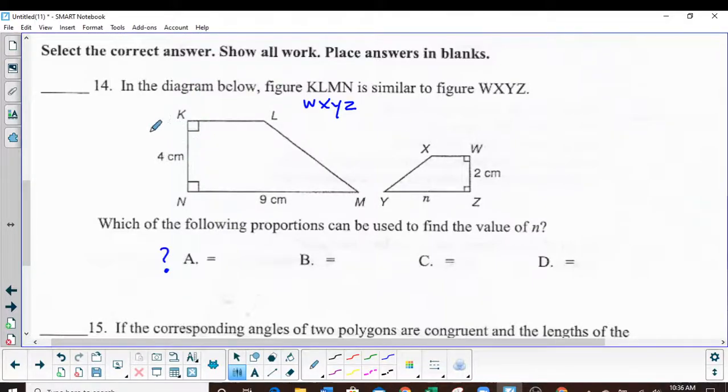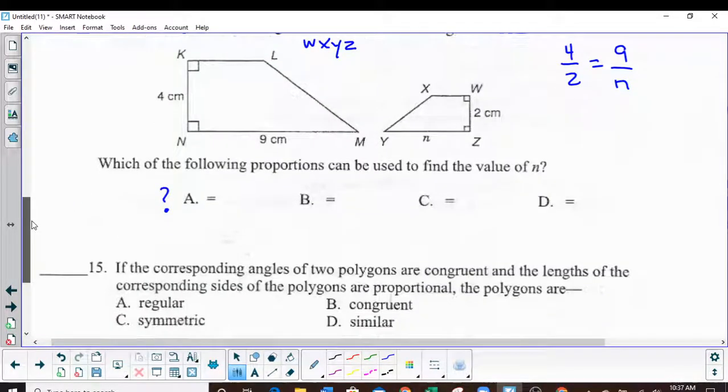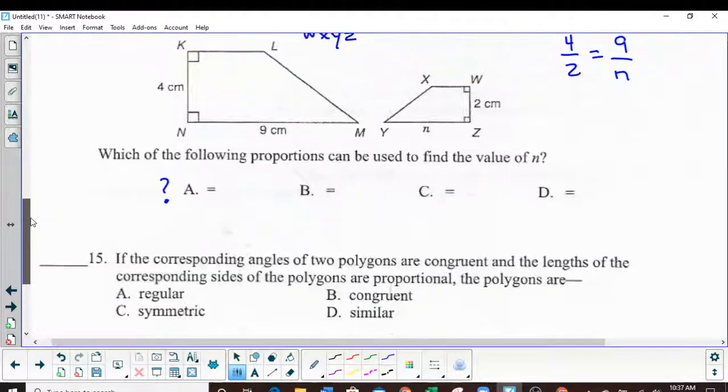So let's look at this right here. If we've got KN, K to N, that's corresponding to WZ, which is 2. We could start our first fraction as 4 over 2. Then we're going to take this 9, which is NM. NM, ZY is going to match, which is n. So we'd have 9 over n. There's a proportion that should have been written here somehow.